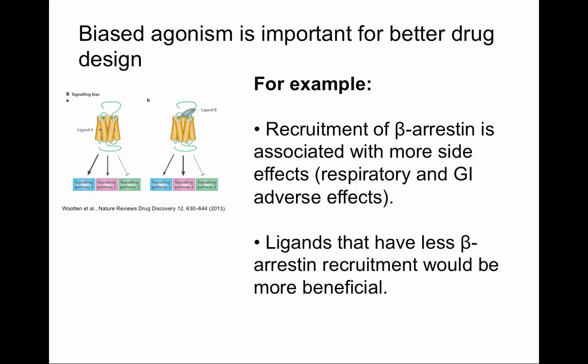So for example, one of the signaling pathways after activation of the mu-opioid receptors is the recruitment of beta-arrestin, which is associated with more side effects. So the development of new opioid receptor drugs should minimize beta-arrestin recruitment as much as possible.